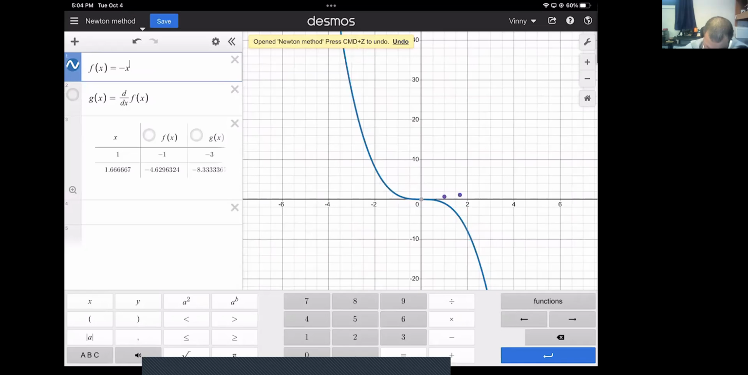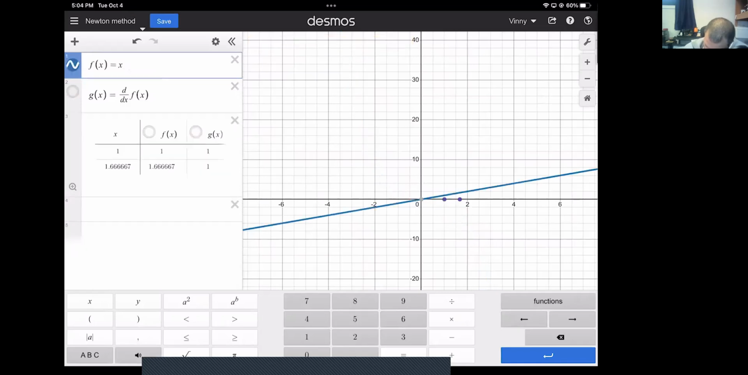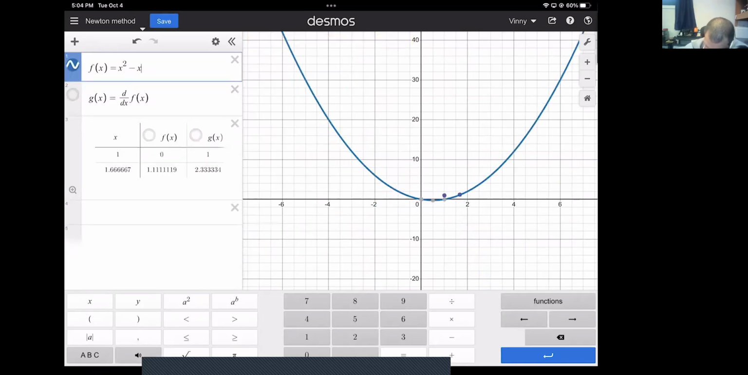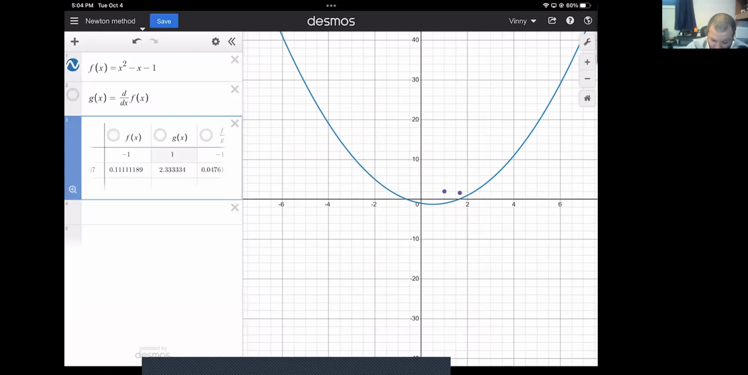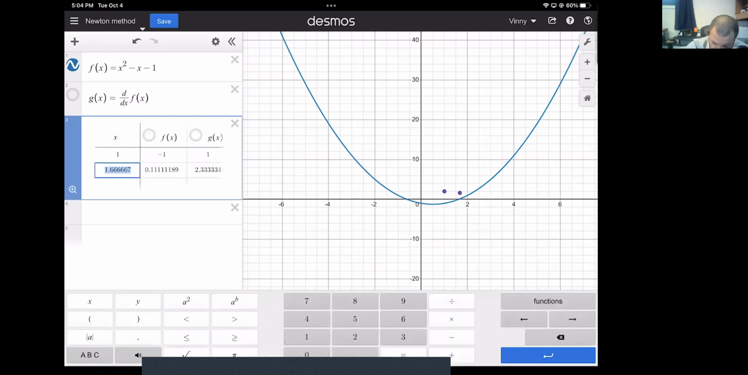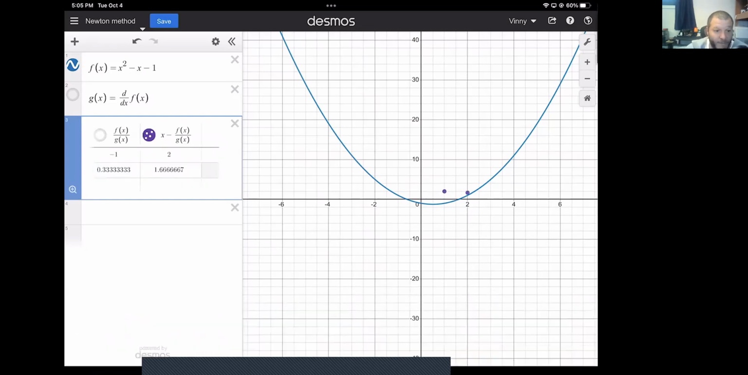We got x squared minus x minus 1. Right, we have our derivative. We can plug in our values, right? So I plugged in 1. That gave me 2 as a guess. I can plug in 2. By plugging in 2, it's going to give me 5/3 as a guess, like we saw.